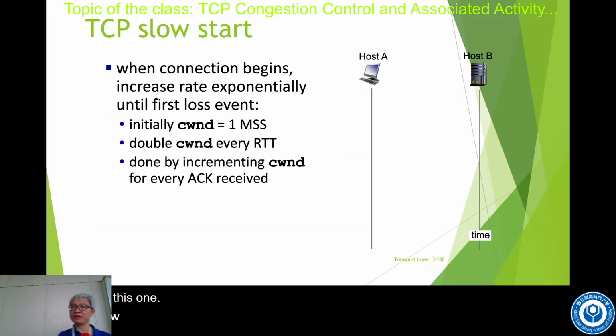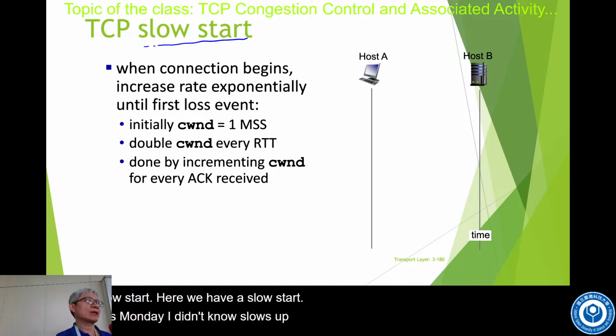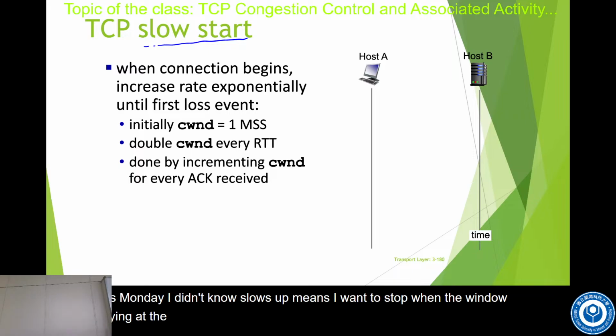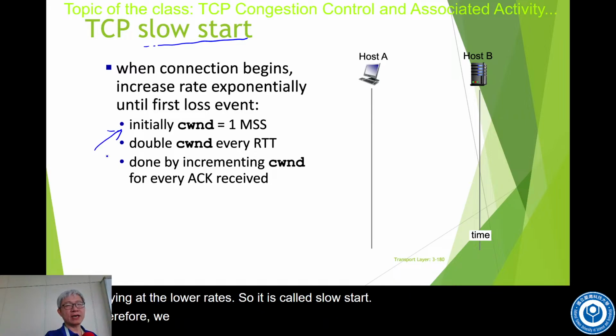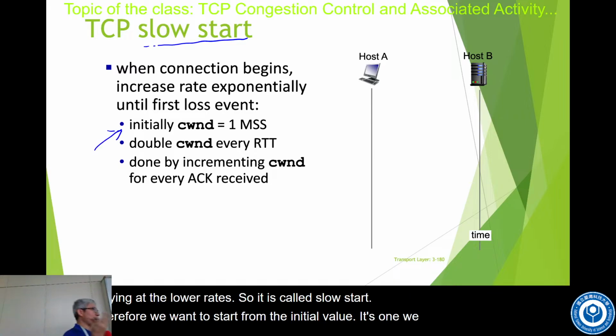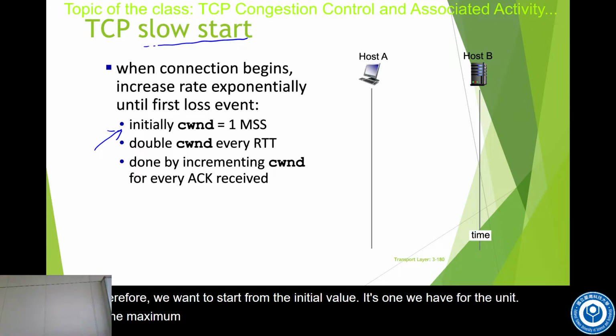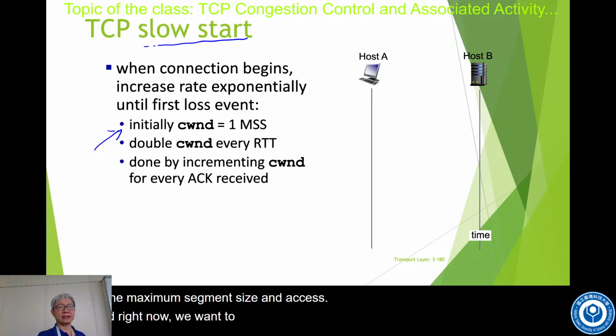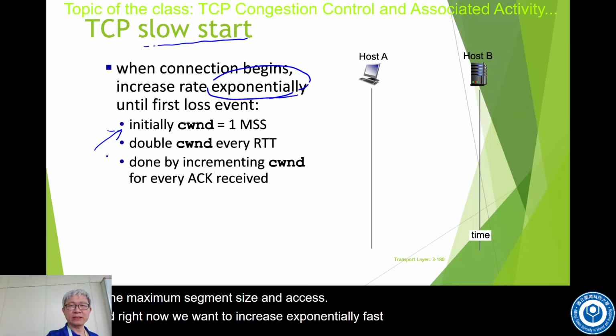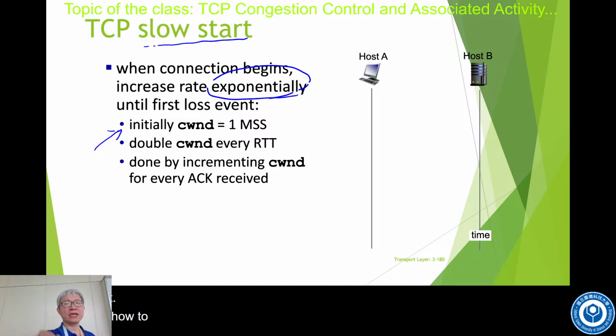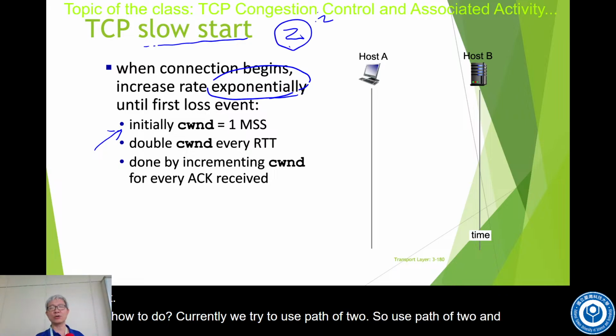Here we have slow start. This Monday I already said slow start means we start when the window is at a lower rate, so it is called slow start. Therefore, we start from the initial value of 1, where the unit is the maximum segment size, MSS. And right now we want to increase exponentially fast. So how to do that? We use base 2 and increase in this order.